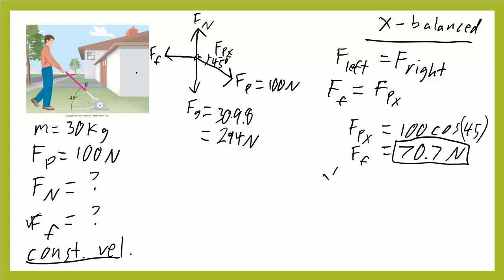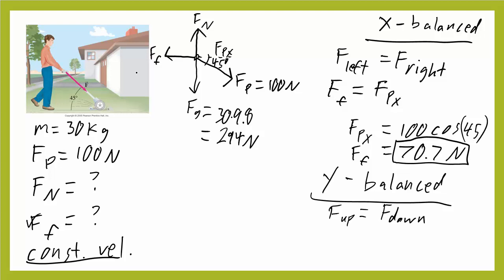Now if we look in the y direction, because the x direction isn't going to tell me anything about the normal force, again we are balanced because this thing is not accelerating up or down. So our equation is going to be up equals down.